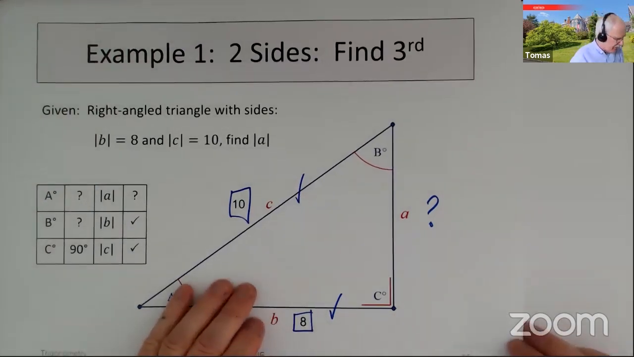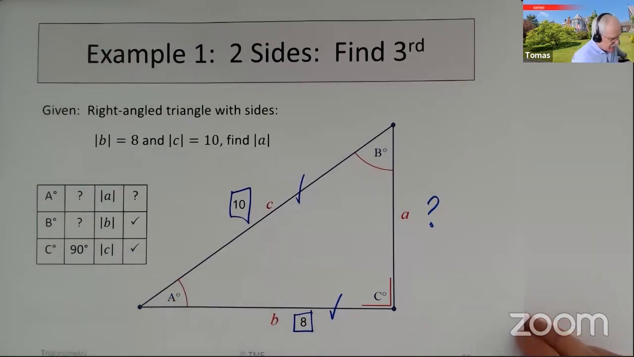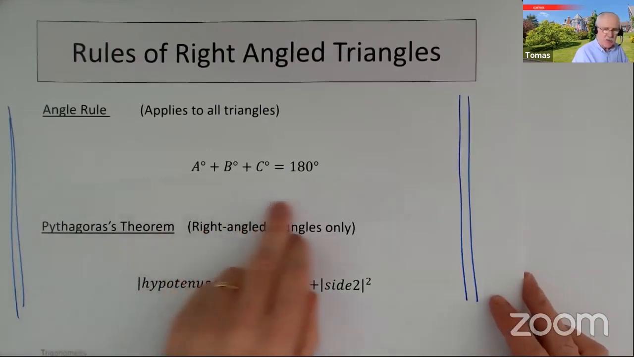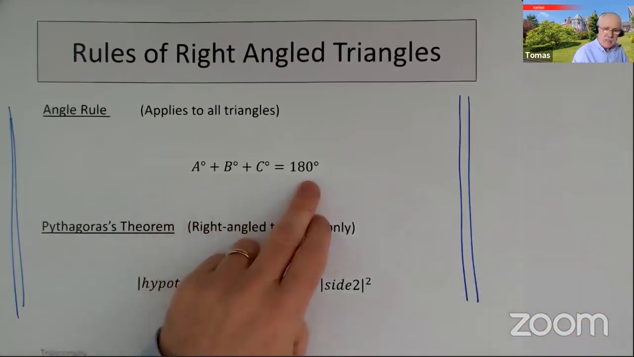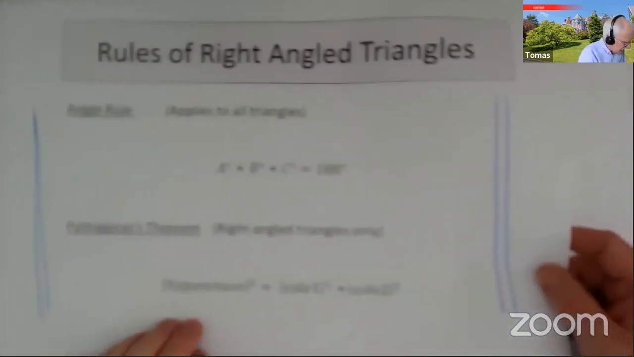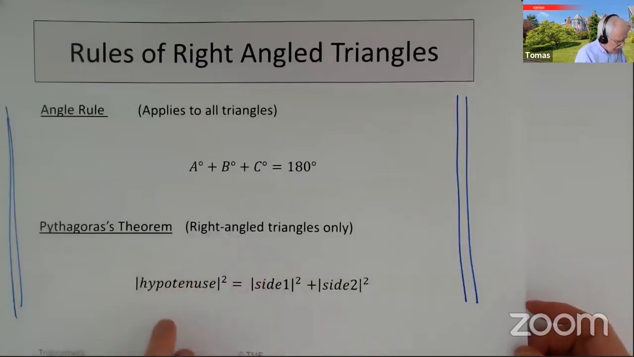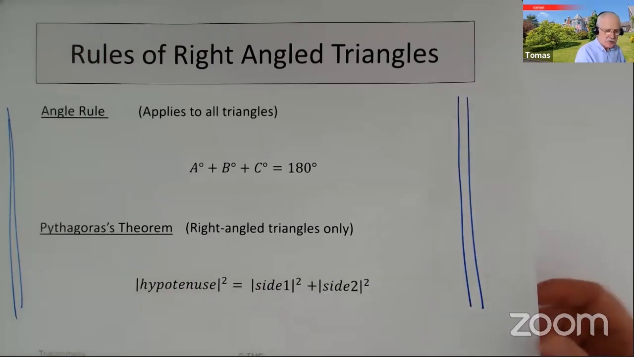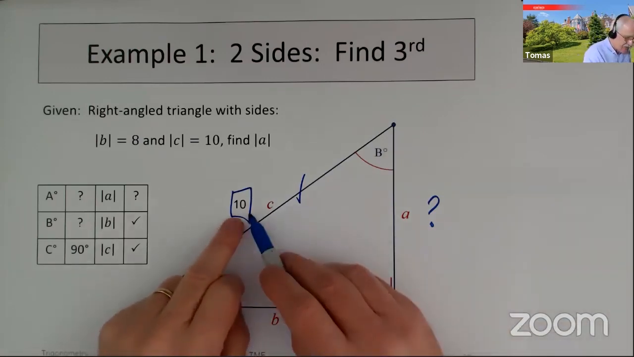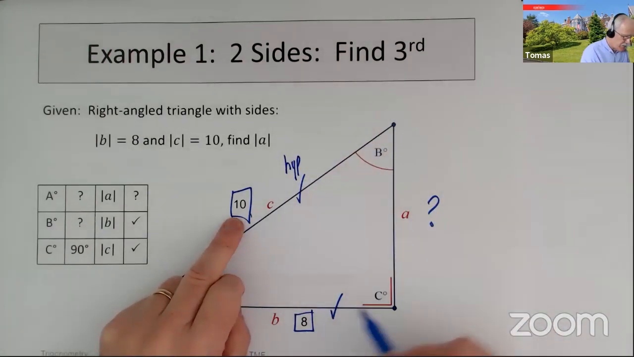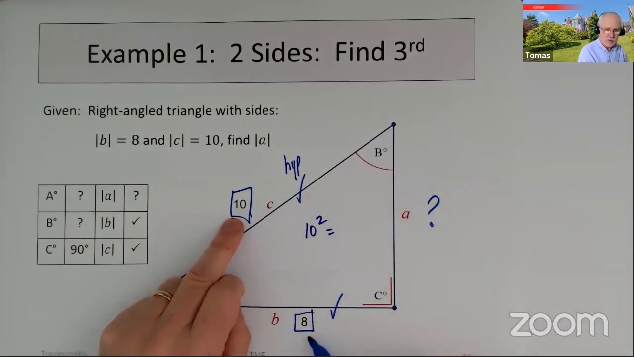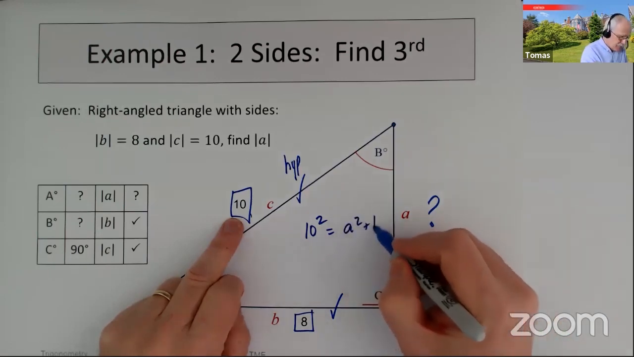Okay, hopefully you gave that a shot, and some of you might have spotted it and others not yet. But let's go back to the toolbox. The toolbox says, well, this is all I've got in my toolkit. The three angles must add to 180. Well, I don't know any of the angles, so that's not going to be very helpful. Pythagoras' theorem says that the hypotenuse squared must be equal to the other two sides squared. That might be useful. So that's saying that this side, the hypotenuse, squared, so 10 squared, must be equal to the other side squared, A squared plus B squared.